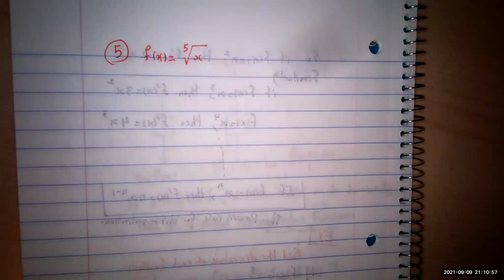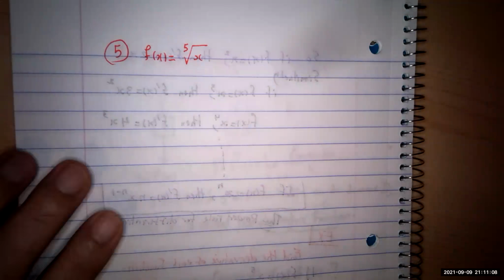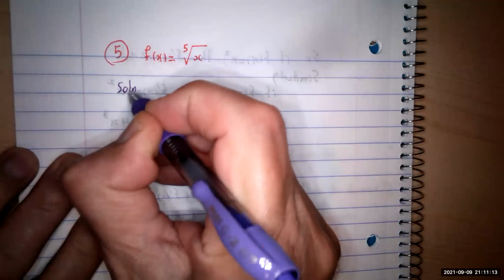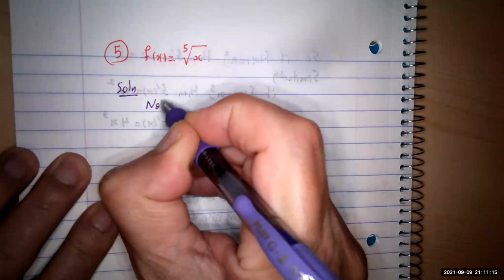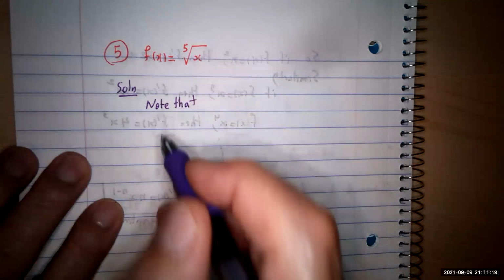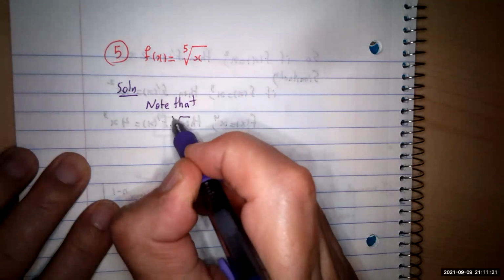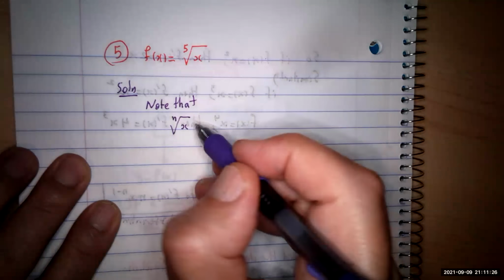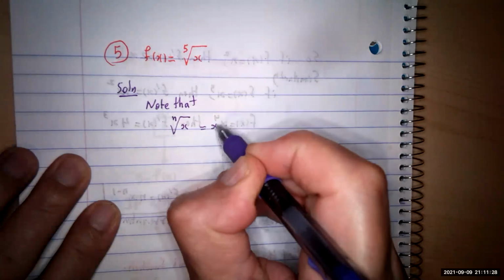Remember, we have only the power rule, the power function. So when it's a radical, we don't like the radical, we change it. How are we going to change the radical? Just to remind you from algebra, you need this formula. Note that if you have the n-th root of x, you change it to x to the 1 over n.